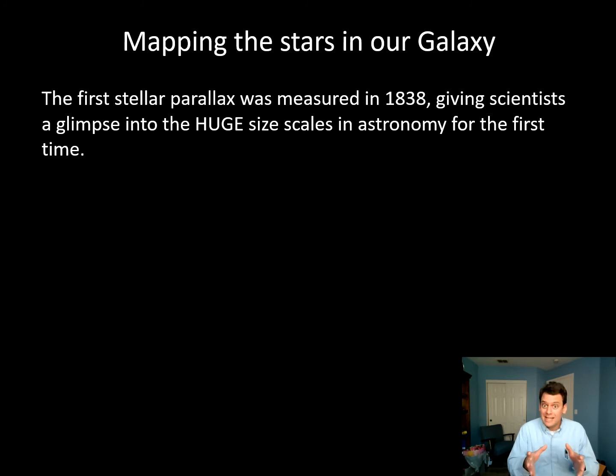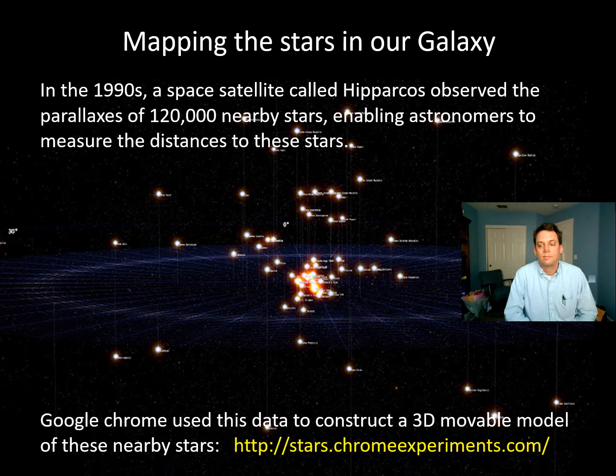But as I mentioned, it's a hard thing to do because you really have to have your apparatus and your telescope set up extremely precisely because the parallactic angles that you're trying to measure are quite small. So it wasn't until 1838 that scientists were able to first actually measure the stellar parallax. And when they did, they finally got a glimpse into just the sort of mind-bogglingly huge length scales.